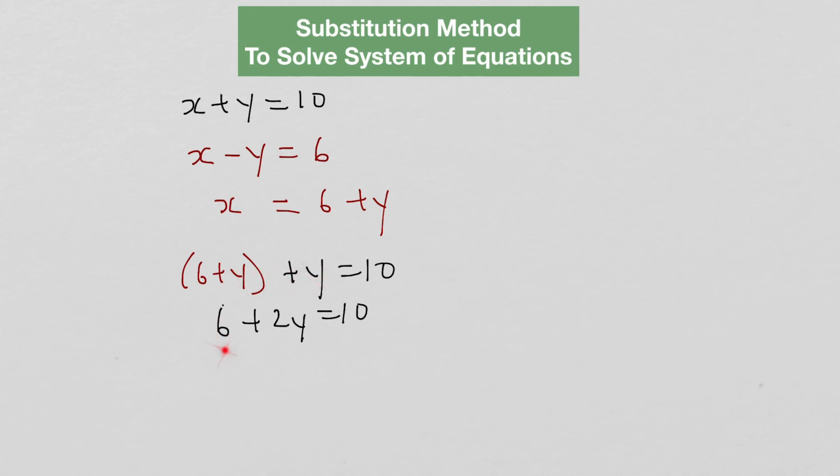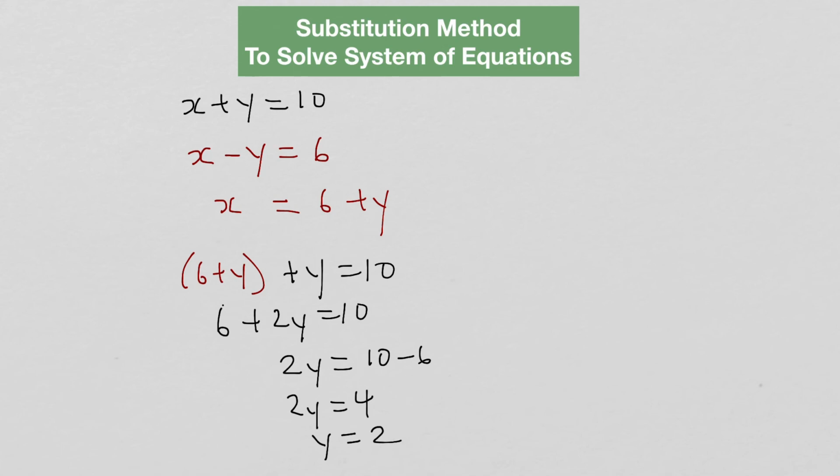Now we're going to move the 6 over to the other side of the equation. To do that, because this is a positive 6, we have to subtract 6 from both sides. And we get 2y is equal to 10 minus 6. Okay? 2y is now equal to 4 because 10 minus 6 is 4. Now to move the 2 away from this y as a coefficient, we have to divide both sides by 2 or multiply by 1/2, which is the reciprocal of 2. When we do that, we get y is equal to 2.